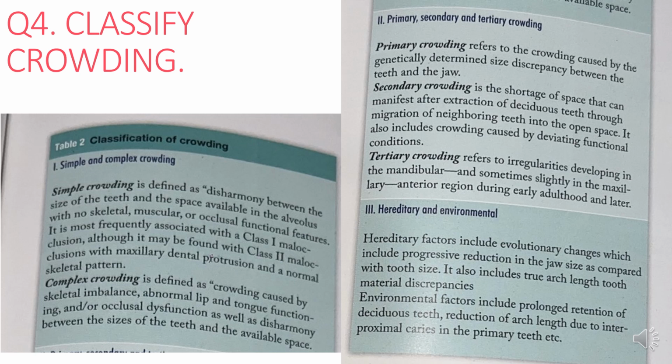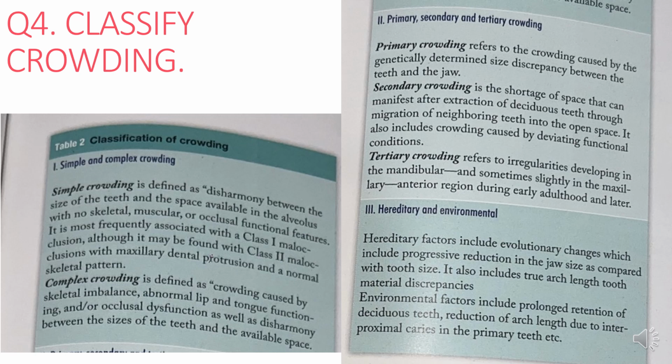Then there are primary, secondary and tertiary crowding. Primary crowding refers to the crowding caused by the genetically determined size discrepancy between the teeth and the crown. Secondary crowding is the shortage of space that can manifest after extraction of deciduous teeth through migration of neighboring teeth into the open space. Tertiary crowding refers to irregularities developing in the mandibular and sometimes slightly in the maxillary anterior region during early adulthood and later.